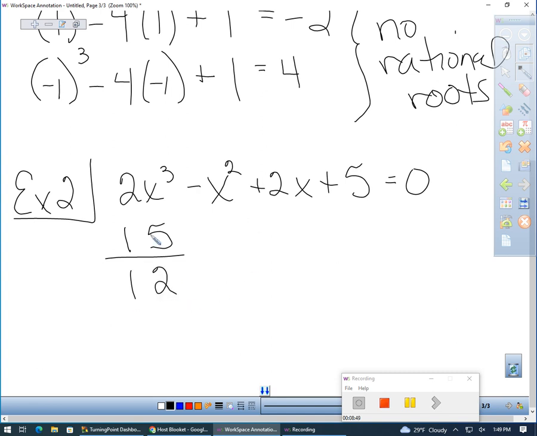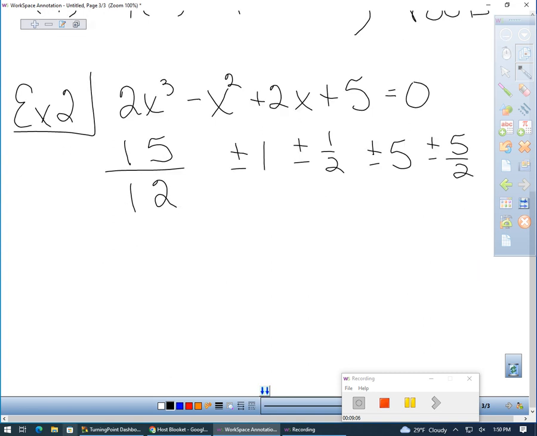So our possible zeros are 1 over 1, or plus and minus 1, 1 over 2, plus and minus 1 half, 5 over 1, or plus and minus 5, and 5 over 2, plus and minus 5 halves. So this time we have 8 possible. And out of those 8 possible, we have to find 1, right?